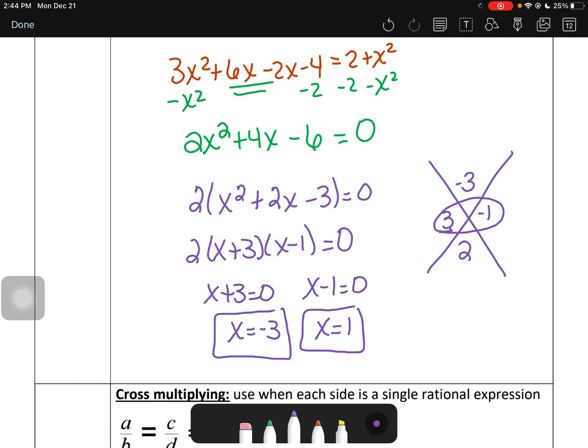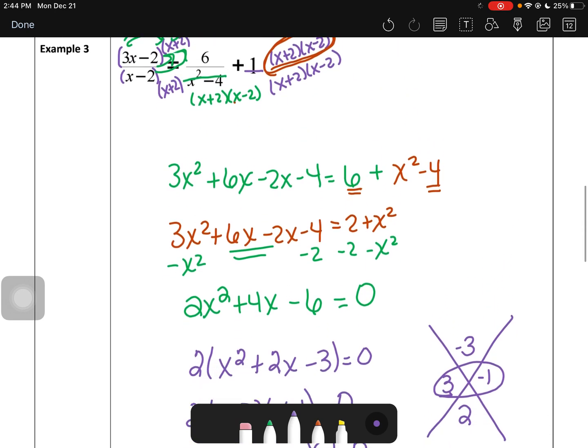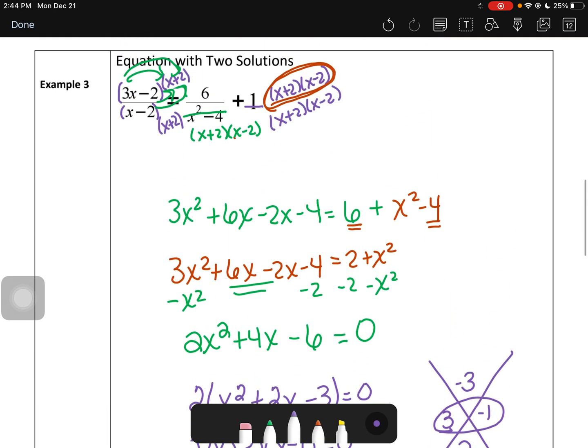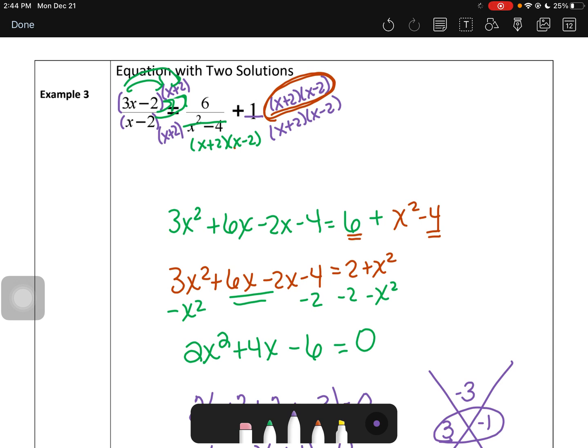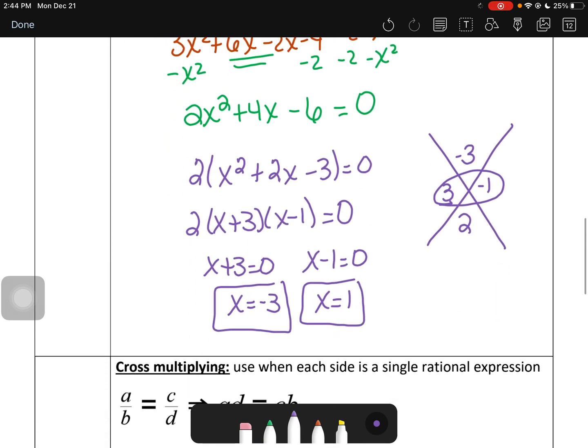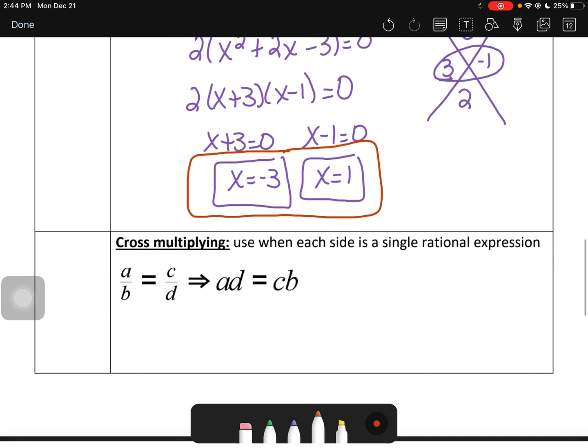Okay, last step is to make sure that these will work in our equations. We have negative 3 and we have positive 1. So neither one of these will be a problem if we plug in for x to give us an extraneous solution. So in this case, both of these solutions will work, and we have two solutions to our equation.